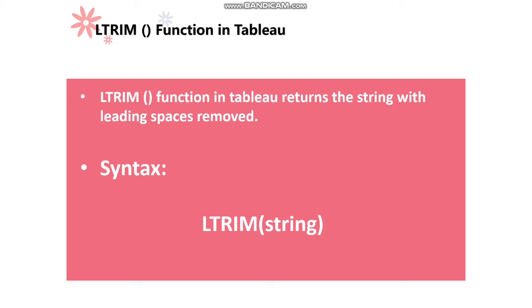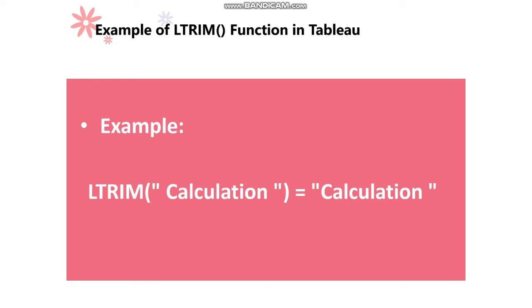and use it in Tableau. The syntax is like this: LTRIM of string. So we should be passing the string inside the LTRIM function to remove the leading spaces. Let me show an example and explain it to you. The example is right below: LTRIM of calculation equal to calculation. Let's identify the difference here.